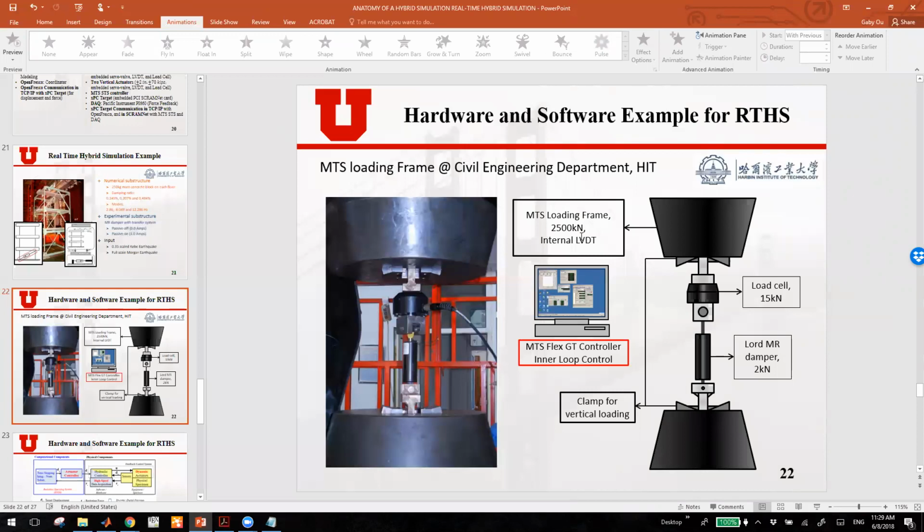We have an MTS loading frame with a capacity of 2,500 kilonewtons, and it has an internal LVDT, which is the displacement sensor. For measuring the force, we have a load cell with 15 kilonewtons. And then this MR damper is the experimental substructure. And this loading frame is controlled by the MTS GT controller.